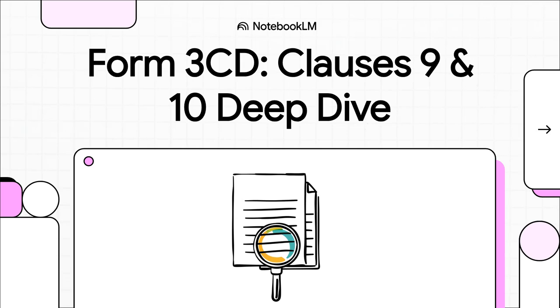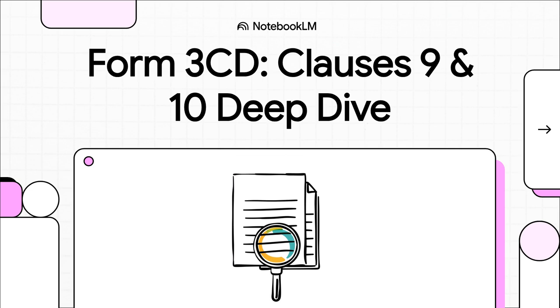All right, let's talk tax audits. If you're a CA or a business owner, you know the drill. With Form 3CD, the devil is absolutely in the details. Today, we're zeroing in on two of the most critical parts, clauses 9 and 10. Honestly, getting these right is non-negotiable.